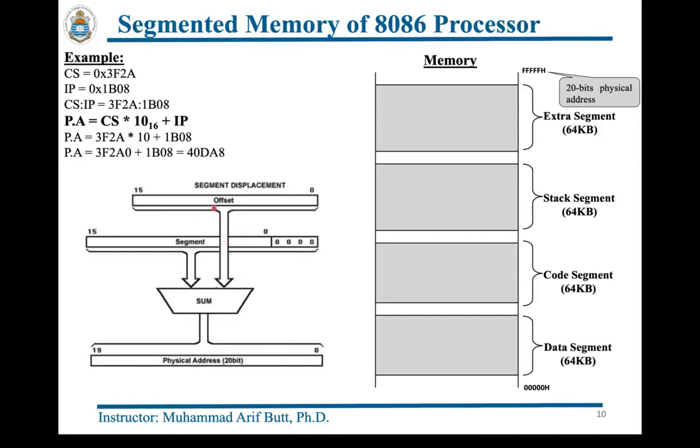You can see this is the segment register, the 16-bit segment register. We have placed 4 zeros on the right. This is the offset, the appropriate offset of the appropriate segment. We add these two numbers, sum them up, and we get a 20-bit physical address, and this is what we have done in the calculation over here.